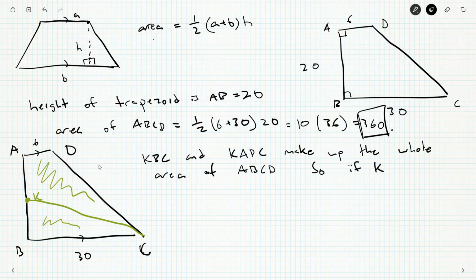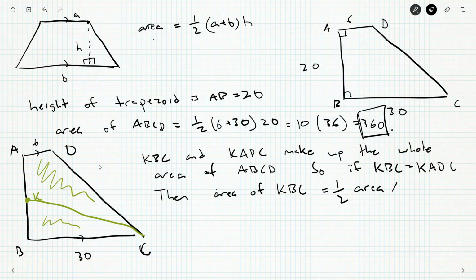So if we have the area of KBC equal to the area of KADC, and both of these are equal, then this line KC splits the trapezoid in half. So KBC, that triangle, must have half of the area of the total trapezoid. So it's going to be half of 360, so it's 180. So that's what we want.